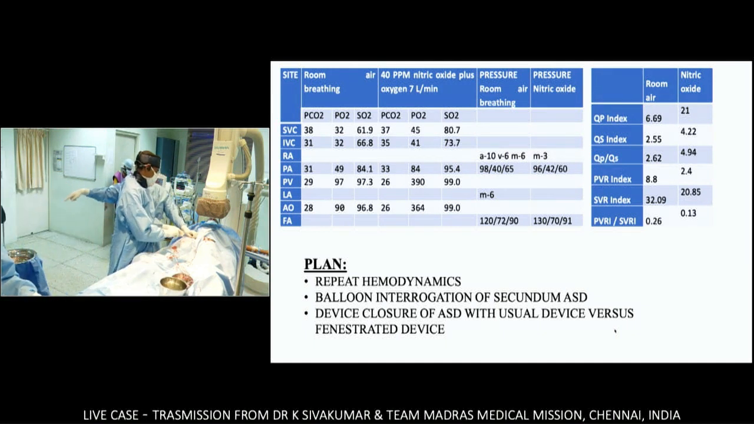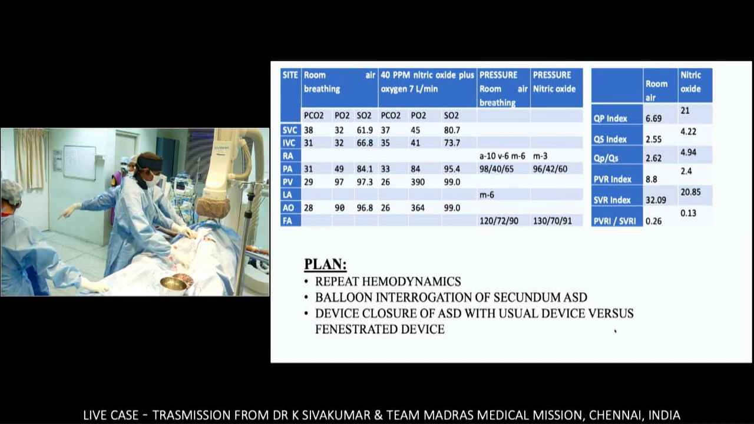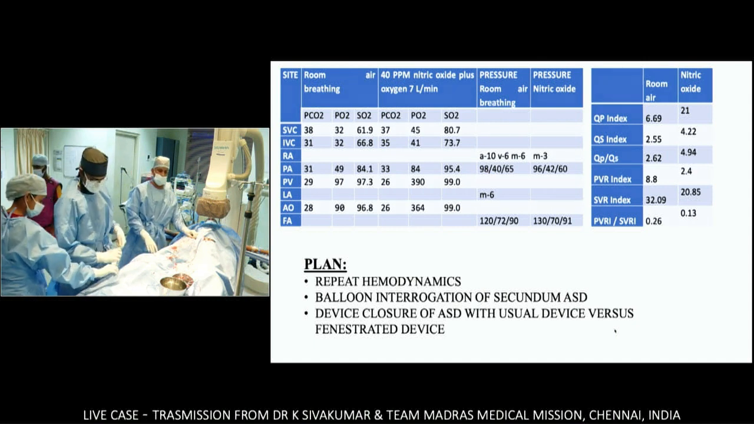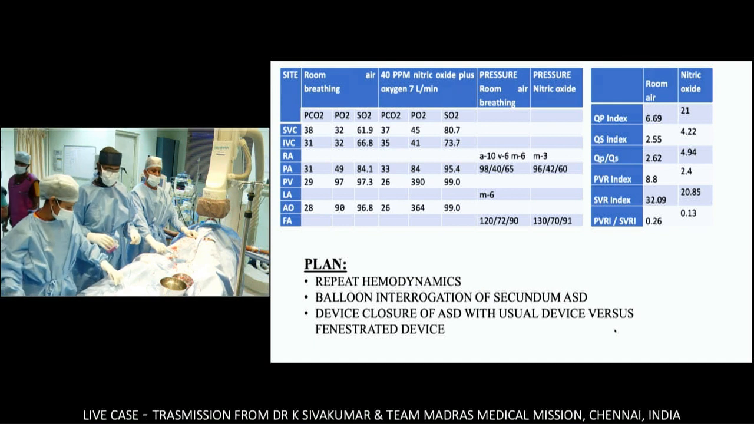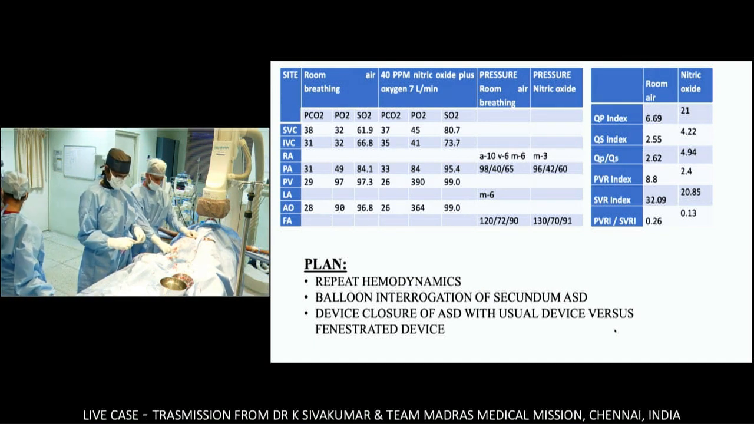And then ultimately for your device closure, do you have intracardiac echo for guidance? Say she's nice and conscious, so it would be nice not to have TE, but how do you guide it that way? We have the age-old transthoracic echo guidance, Alison. Oh, transthoracic. I forgot there was transthoracic.